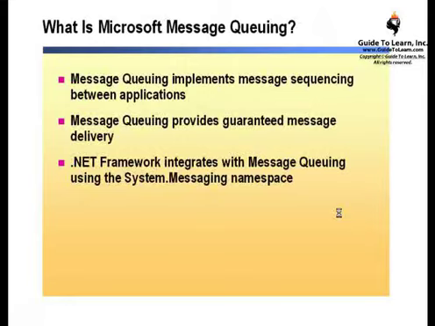So Microsoft Message Queuing, as I mentioned as a summary, implements message sequencing between different applications. And that gives you the capability not to be worried about both applications running at the same time. And of course, it provides, I wouldn't say guaranteed, I would say reliable delivery, because guaranteed means that you will be sending that message no matter what. But that's not the case all the time.